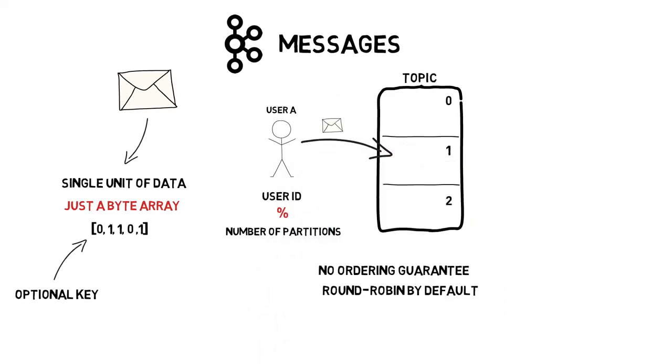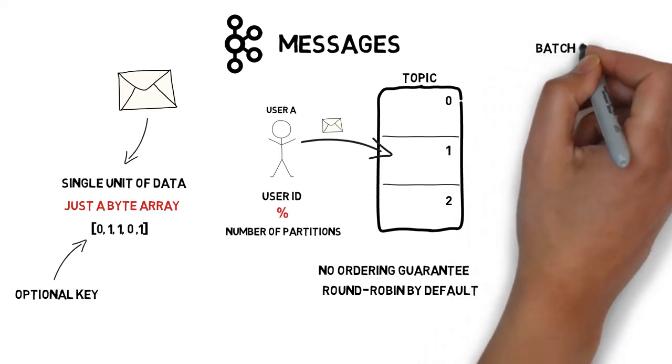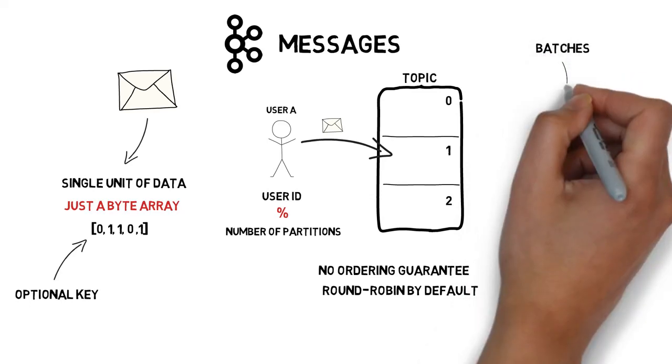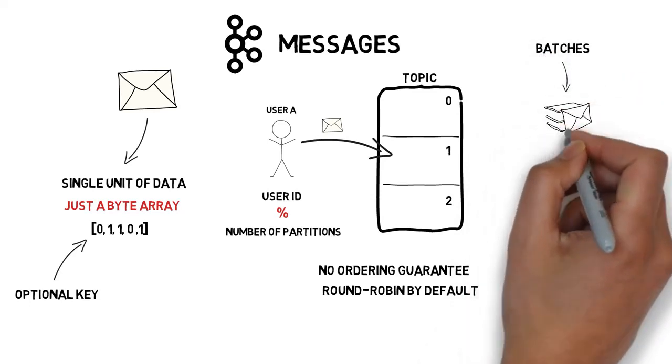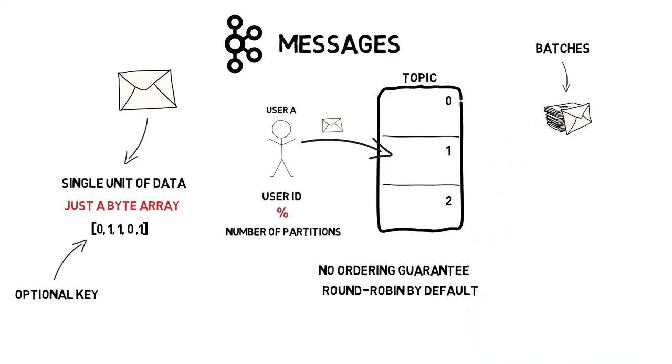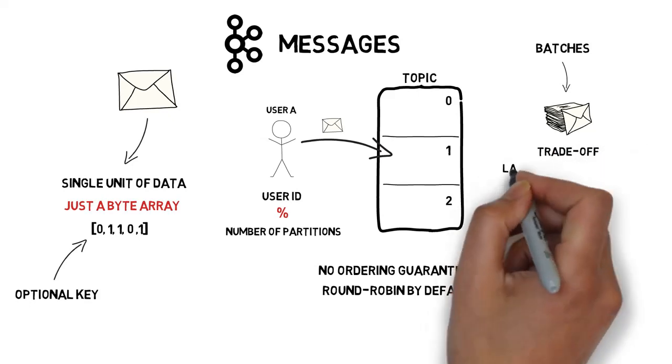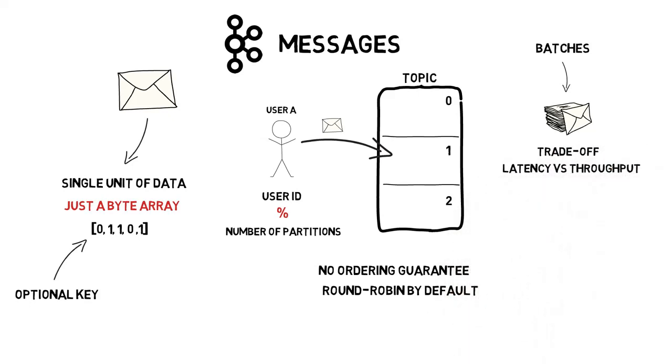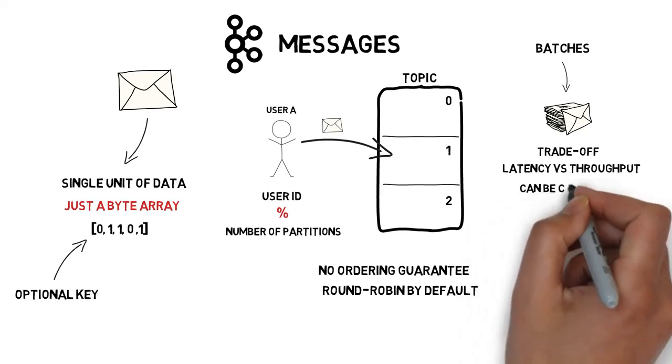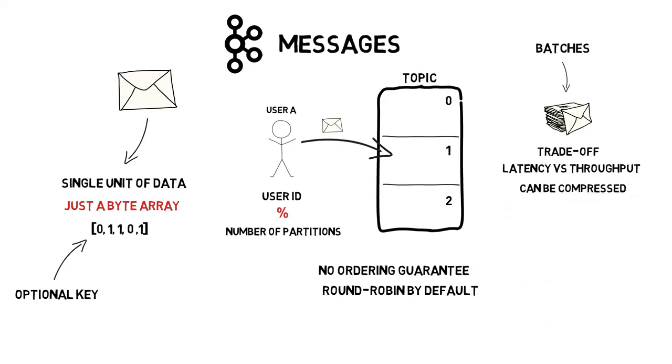Sending single messages over the network creates a lot of overhead. That's why messages are written into Kafka in batches. A batch is a collection of messages produced for the same topic and partition. Sending messages in batches provides a trade-off between latency and throughput, and can be further controlled by adjusting a few Kafka settings. Additionally, batches can be compressed, which provides even more efficient data transfer.